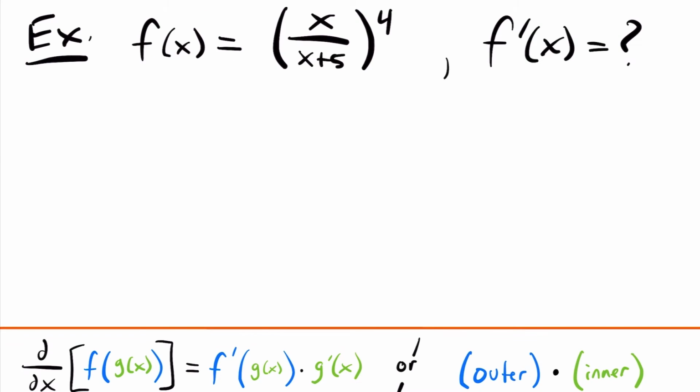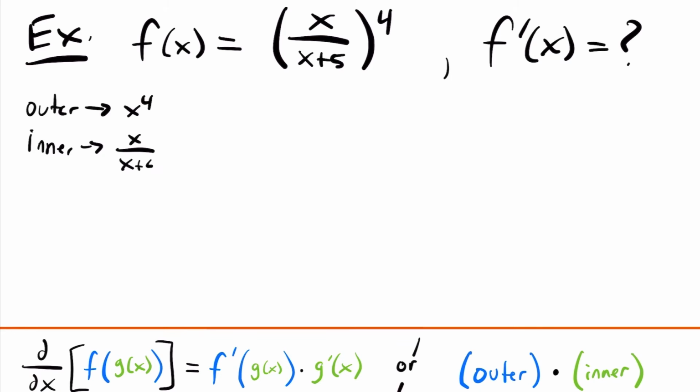All right, next we have the function x divided by x plus 5 quantity to the 4th power. And we want to find f prime of x, or the derivative of that given function. So here we have a composite function where our inside function is x divided by x plus 5, and our outside function is this quantity to the 4th power, or x to the 4th. So I will quickly write that. We will have that the outer is x to the 4th, and our inner is going to be x divided by x plus 5.